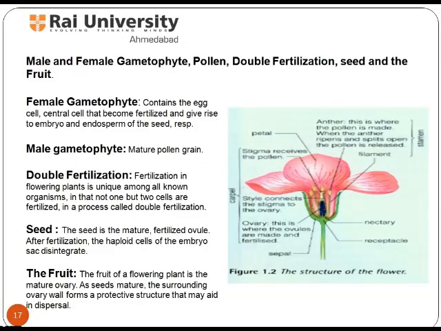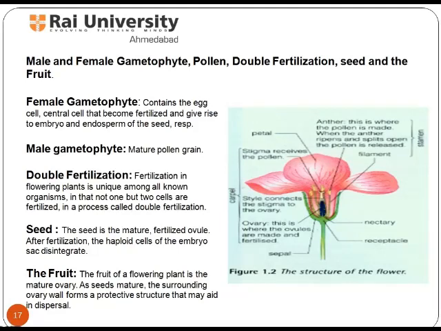The embryo sac mother cell divides by meiosis to produce 4 megaspores. In this process, the number of chromosomes is reduced from the 2 sets in the embryo sac to 1 set in the megaspores, making the megaspores haploid. 3 of the 4 megaspores degenerate and disappear, while the fourth divides mitotically 3 times to produce 8 haploid cells. These cells together constitute the female gametophyte called the embryo sac.